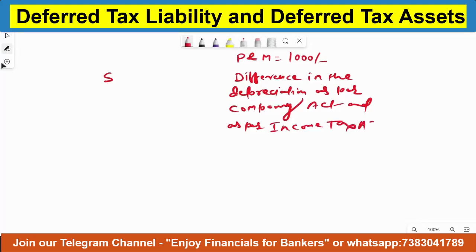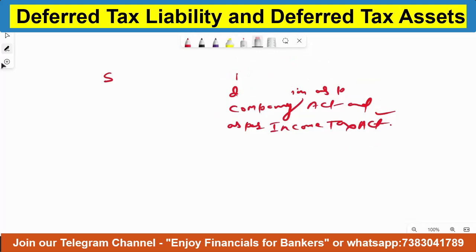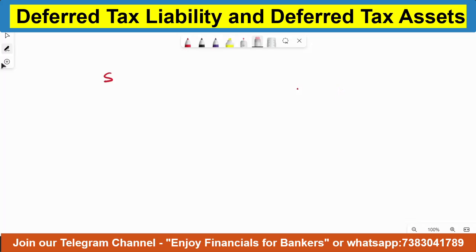Income Tax Act, please do remember, friends, because of this only deferred tax assets and deferred tax liabilities are created. So I hope you people will not miss it. Now I am coming to how the deferred tax assets and liabilities are being created. Just take the example that the company is having one plant and machinery of 1000 rupees, and as per the Company Act the depreciation to be provided is 20%, and as per the IT Act the depreciation to be provided is 25%.